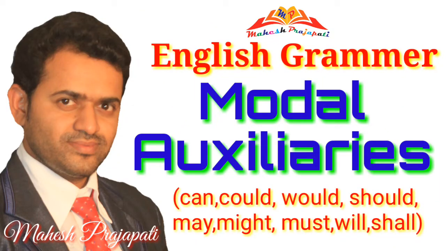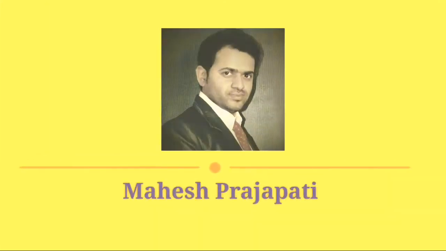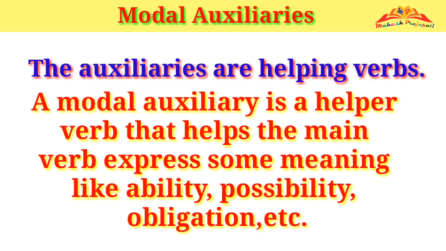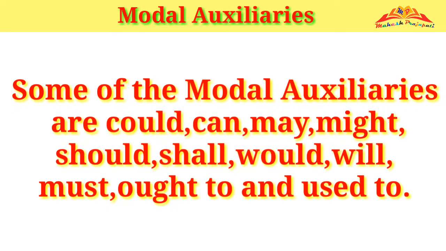Today I am going to explain modal auxiliaries. The auxiliaries are helping verbs, and a modal auxiliary is a helper verb that helps the main verb express some meanings like ability, possibility, obligation, etc. The modal auxiliaries or modals do not change their forms according to the number or person of the subject. Some of the modal auxiliaries are could, can, may, might, should, shall, would, will, must, ought to, and used to.